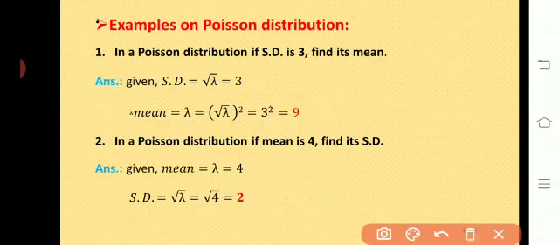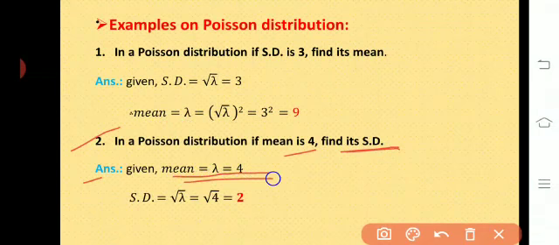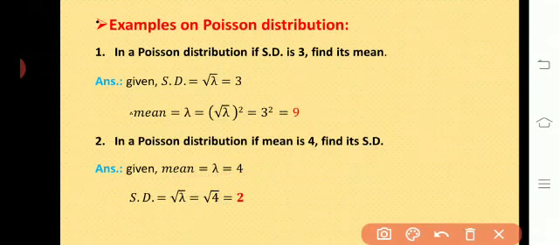Then the next example: in a Poisson distribution, if mean is 4, find its standard deviation. In the solution, what is given? Mean is given, mean equal to lambda, and it is equal to 4. Therefore, standard deviation, we know that standard deviation is equal to square root of lambda, which is equal to square root of 4, and square root of 4 is equal to 2. So standard deviation is equal to 2.